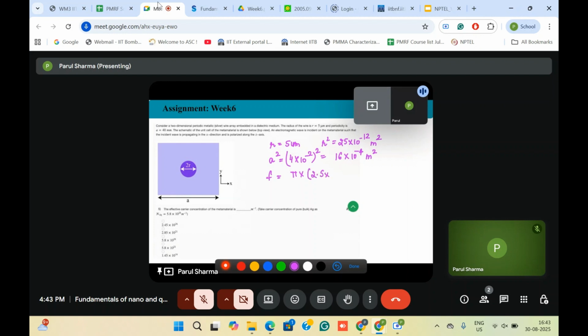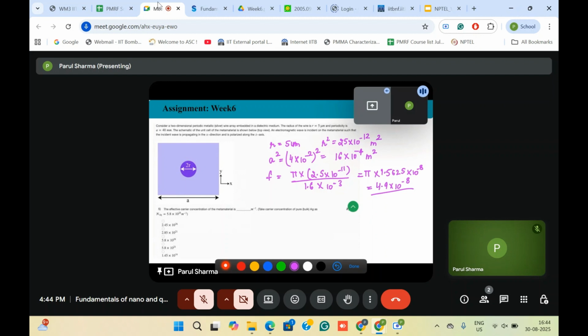r squared and 1.6 into 10 raised to power minus 3, which is pi into 1.5645 into 10 raised to power minus 8, which is equal to 4.9 into 10 raised to power minus 8. This is our fill fraction.